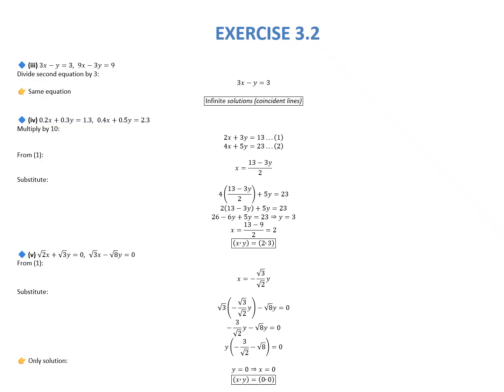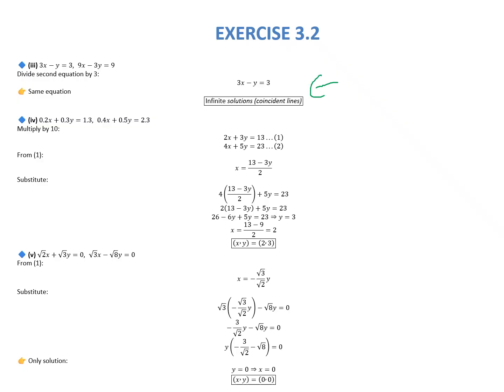Okay, now the third question is 3x minus y is equal to 3 and 9x minus 3y is equal to 9. When we look at the equations, we find that these are coincident lines, which means that a1 by a2 is equal to b1 by b2 is equal to c1 by c2. This is a situation wherein the values of a1 by a2, b1 by b2, and c1 by c2 are equal, and hence this has infinite solutions. So we'll not solve this. We'll move to the next question.